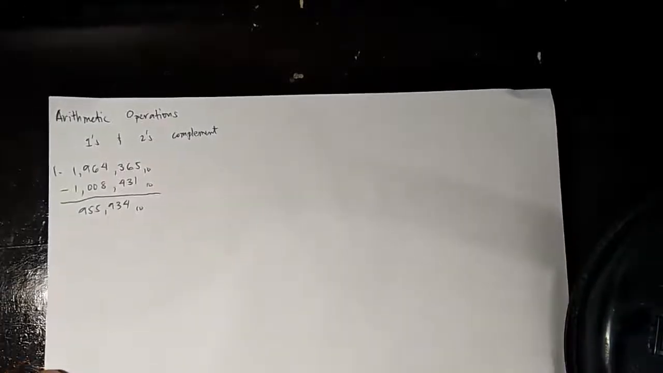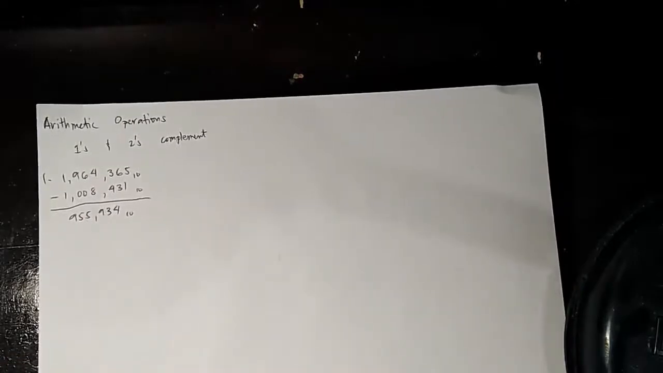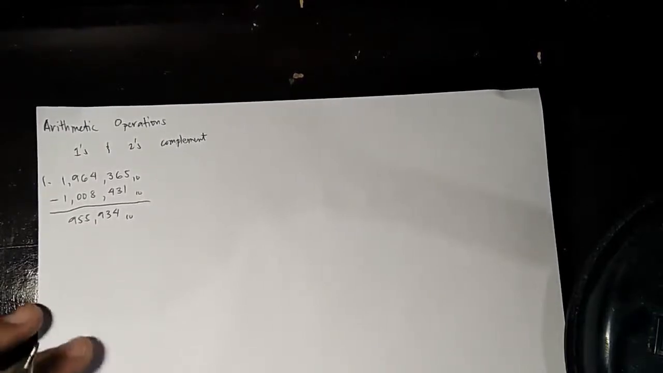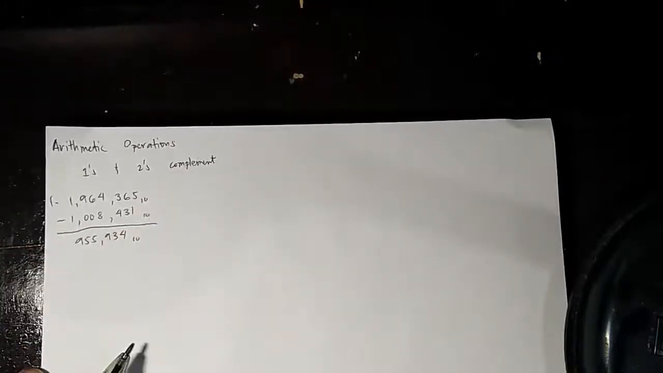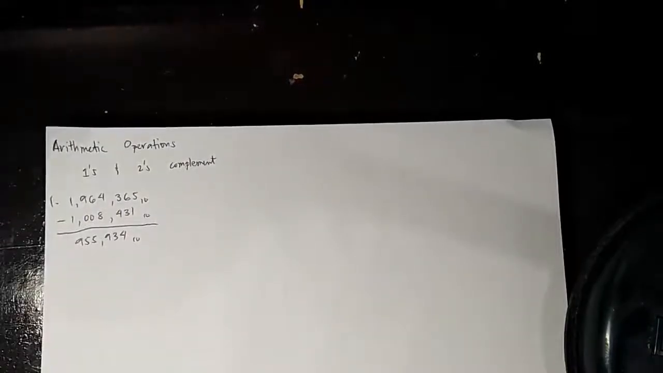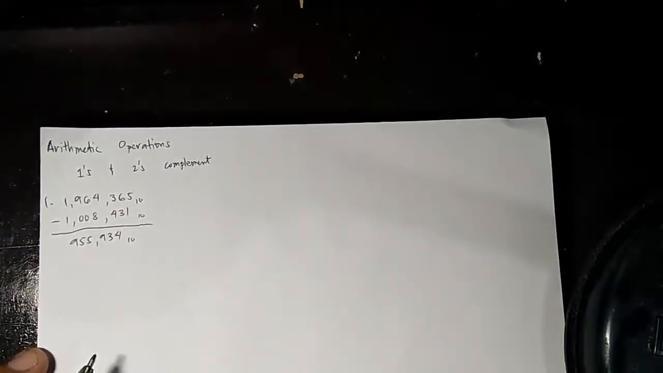Okay, so now that we've learned how to convert a number into different conversions depending on the base of the number system, we're gonna do arithmetic operations. Okay, so here in arithmetic operations, we're gonna implement the ones and twos complement. So I'm gonna teach you how to use this ones and twos complement in arithmetic operations.